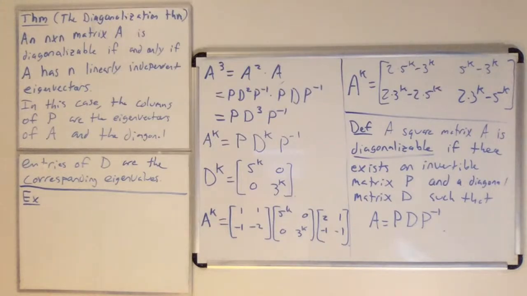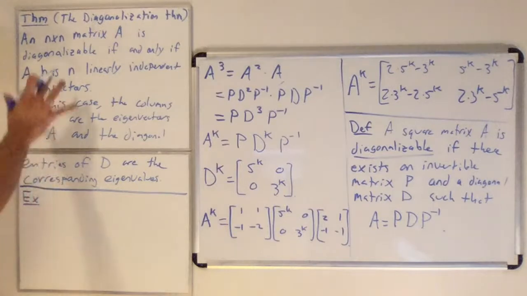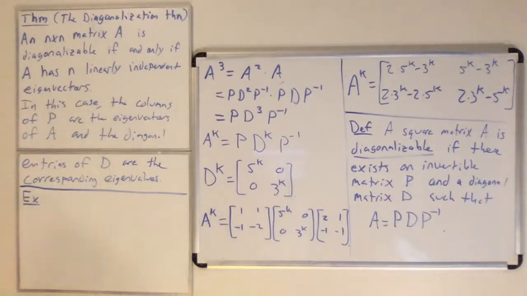Okay, so let's do an example to see how we can apply this theorem. We got a smiley face, we have a heart. Okay, good. You guys love the diagonalization theorem. Well, it's good because it's useful. Patrick with a smiley face.